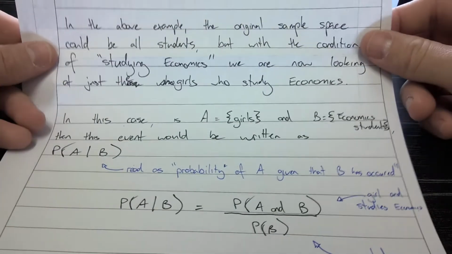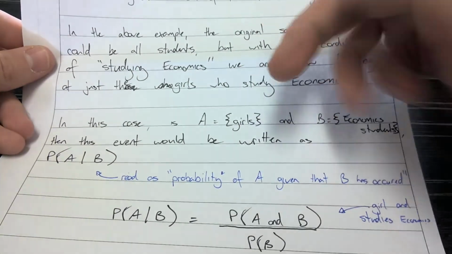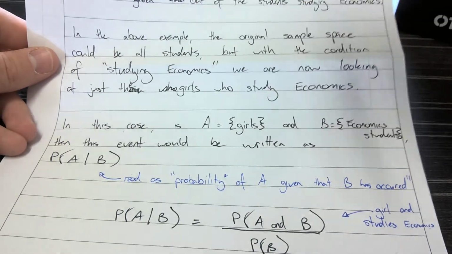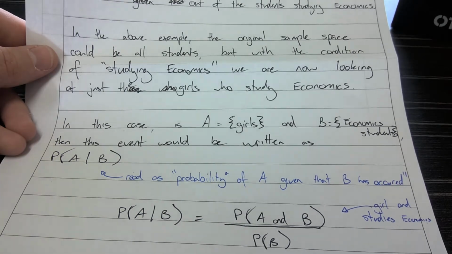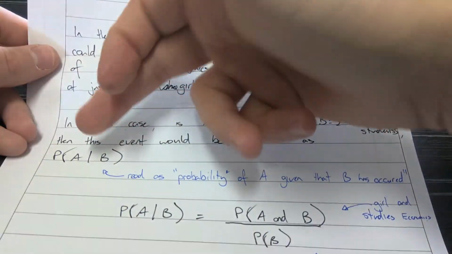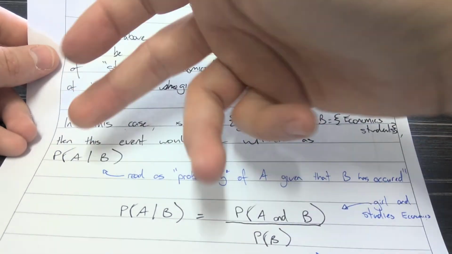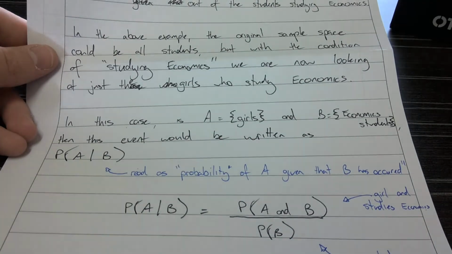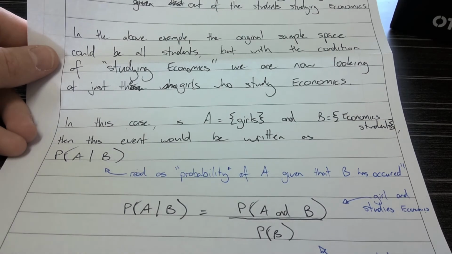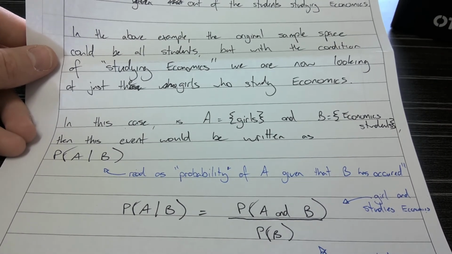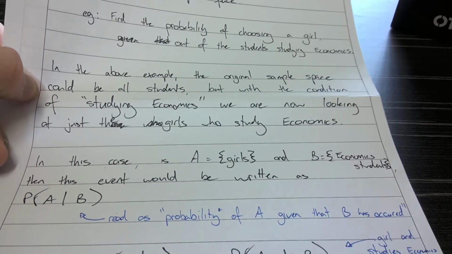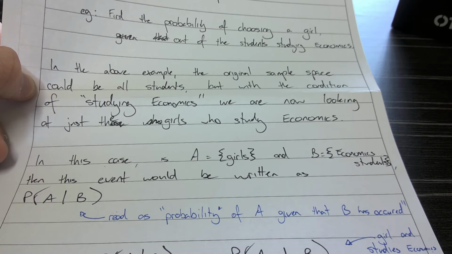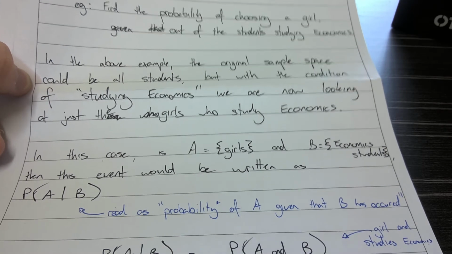So in this case, we can consider the set A is all the girls in the grade, and the set B is all the students that study economics in the grade. This event would be written as A, whatever that you want to write, say the symbol is B. So it's not like a dash, it's like an absolute value sign, really. And that's read as the probability of A given that B has occurred. So looking at this, we want to find the probability of choosing a girl out of the students that are doing economics.